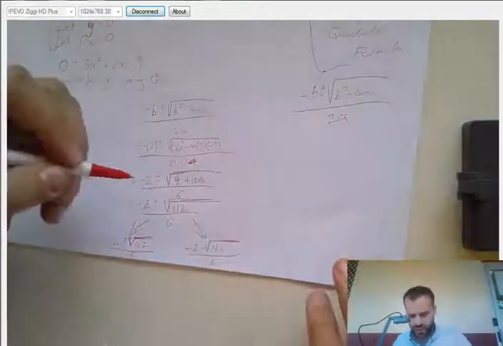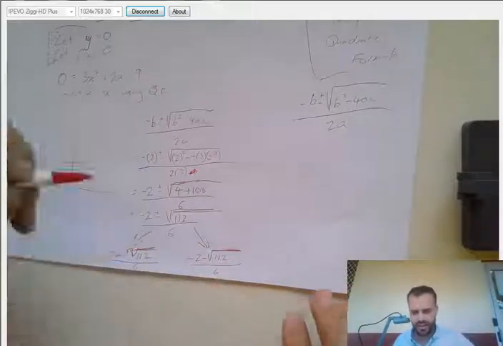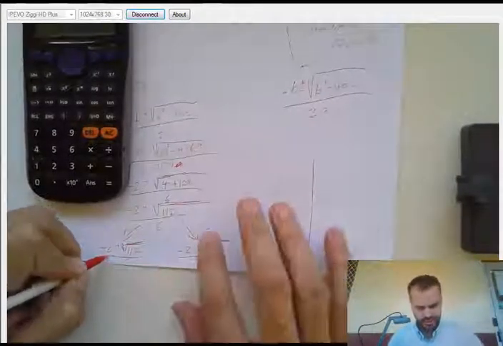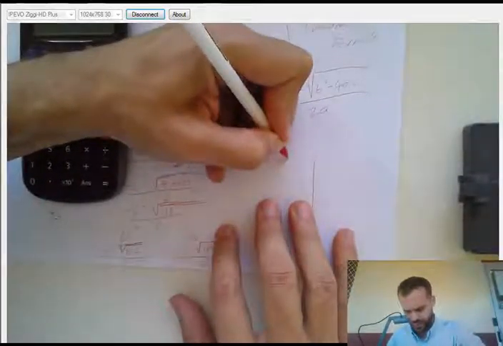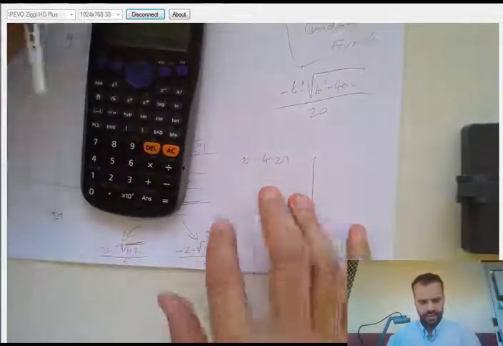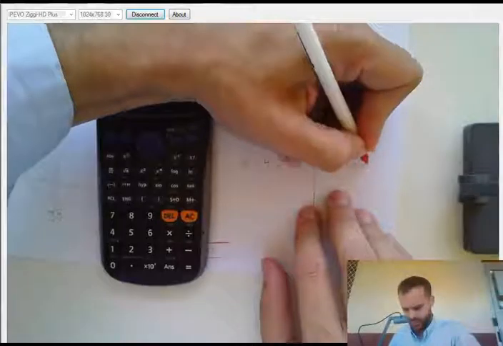Now, if I type those two calculations into my calculator, I'll have two answers. So the answer to this one, it looks like it's going to be 4.29. There's one answer, x equals 4.29. The answer to the other one, x equals negative 2.09.